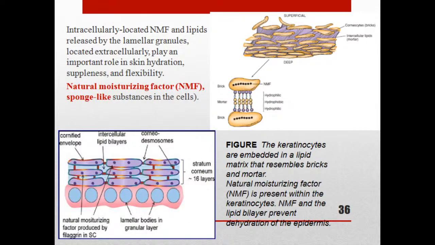Intercellular natural moisturizing factor and lipids released by lamellar granules located extracellularly play an important role in hydration, suppleness, and flexibility. Natural moisturizing factors are binding substances in the cells that absorb water.